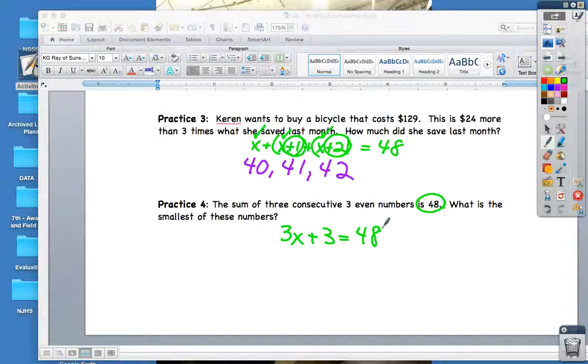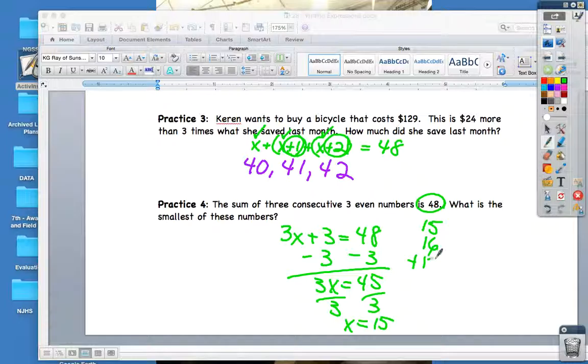Okay, so the x is your smallest number. And then I created an equation by showing the relationship of the 3 numbers. And it's 3x plus 3, which I can solve. Subtract 3 from both sides. 3x equals 45. Divide by 3. X equals 15. So now I'm going to say, does my answer make sense? 15 plus 16 plus 17 equals 48. Is that what I wanted it to equal?